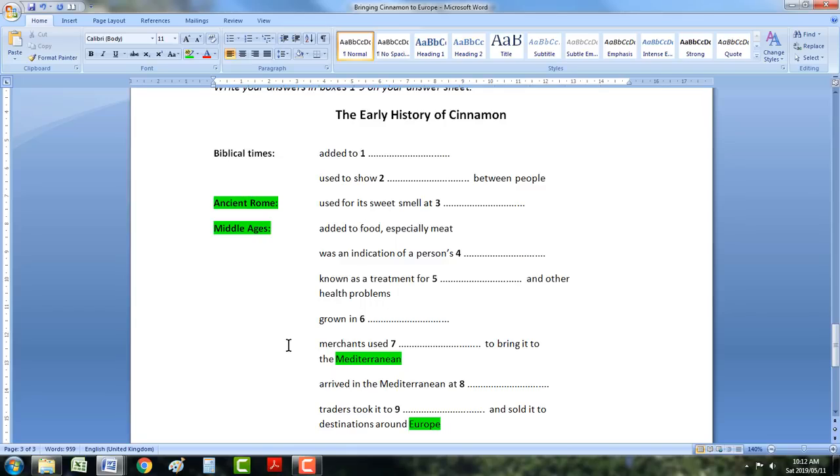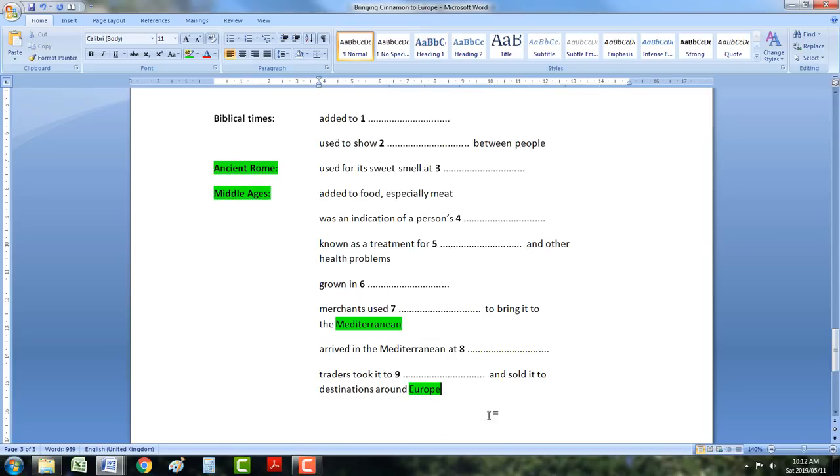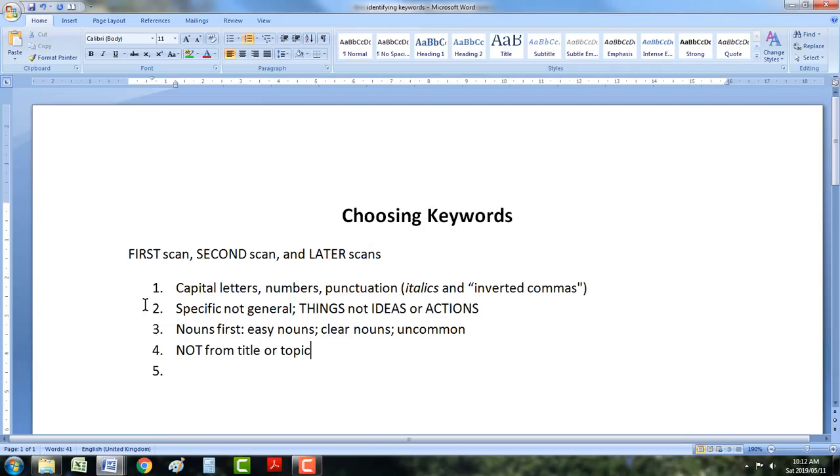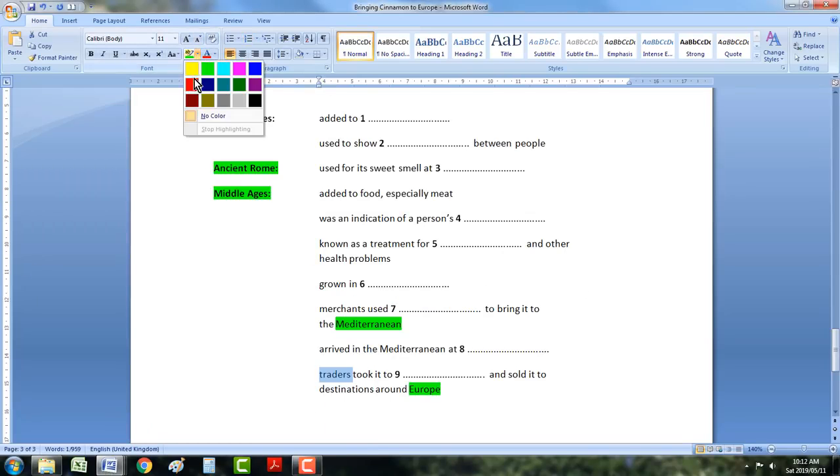And now the second scan, you're going to try and find. You could even try and do a few of these if you want. At any point, if you feel confident, you know where the sentence is, try and do them. But let's try and look at the second point that I'm trying to make here. These specific ideas, the things, the nouns. So maybe traders. Traders are people who trade. Arrived, no. Mediterranean definitely is part of that. Merchants. Merchants and traders are the same thing.